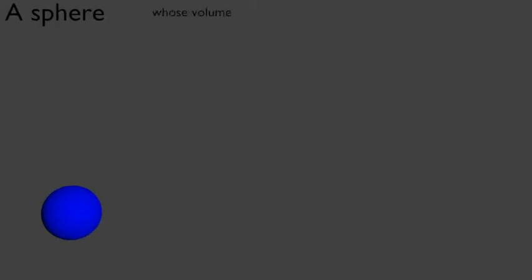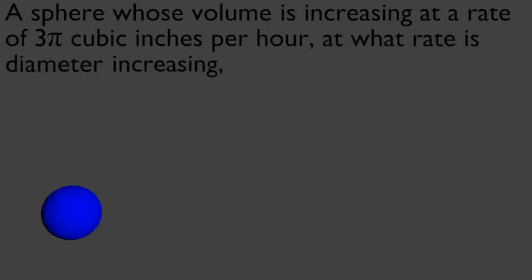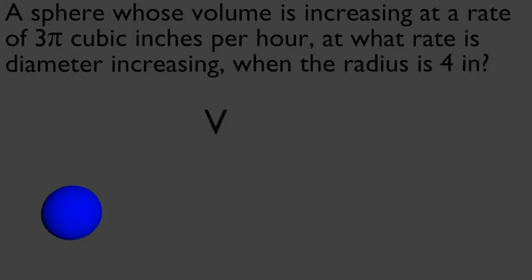A sphere whose volume is increasing at a rate of 3 pi cubic inches per hour, and we want to find at what rate the diameter is increasing when the radius is 4 inches. The equation for the volume of a sphere is 4/3 pi r cubed. Now this equation relates the radius to volume, and we're looking for the diameter.